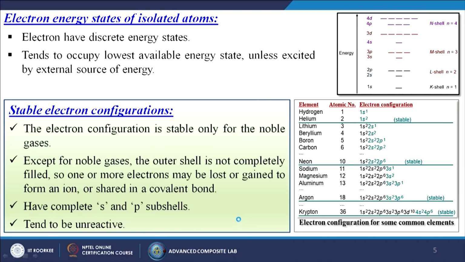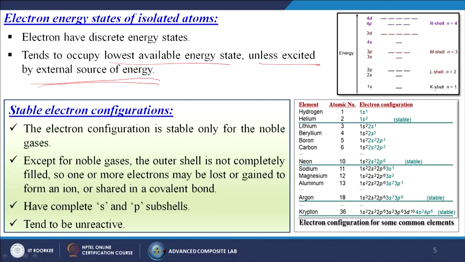Now we are going to discuss the electron energy states of isolated atoms. Electrons have very discrete energy states and tend to occupy the lowest available energy state unless excited by an external source of energy. So, we have to give energy to the electron so that it can jump from the lower level to the higher level. This is the energy level diagram. 1s is the K shell where n is equal to 1, and when we increase the energy it goes up to 4p or 4d, which is the fourth shell.